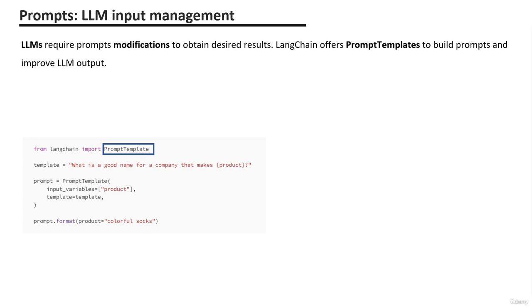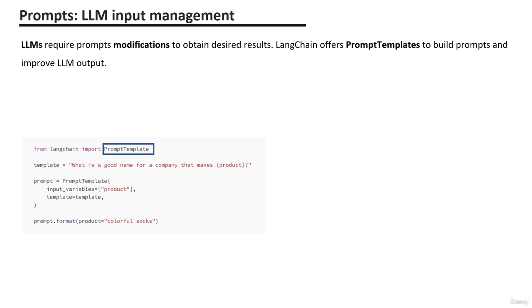If we want to pass the product name as multicolor sneakers, we would put multicolor sneakers here. By doing this, we generate a standard template to obtain names for companies related to different products. If we want a colorful socks name, we put colorful socks. If we want sneakers, we would put sneakers here. This way, we can reuse the same prompt for different use cases.